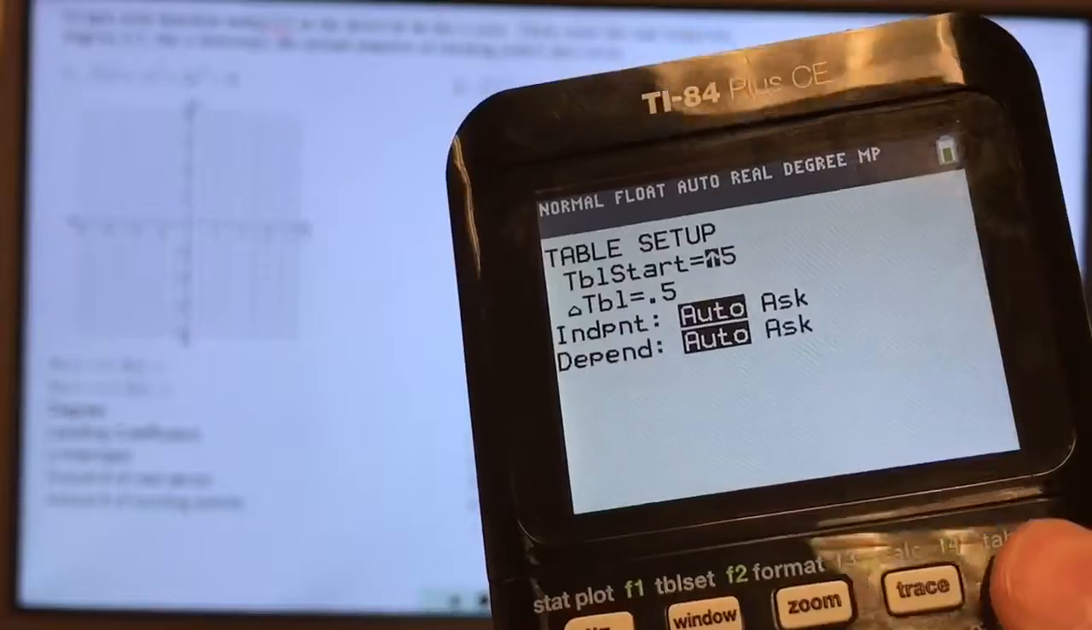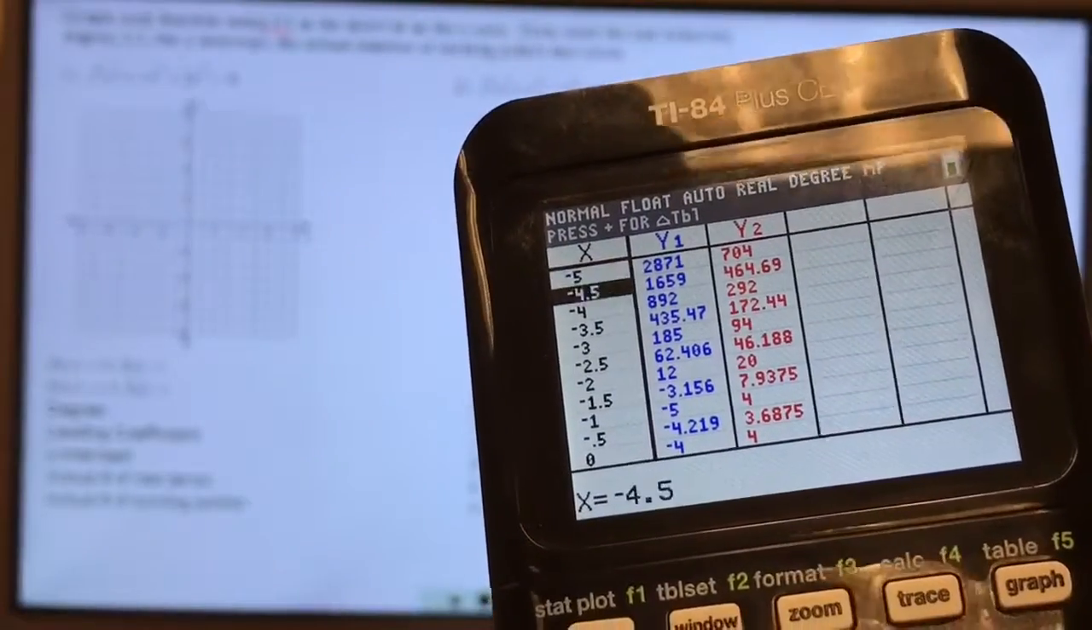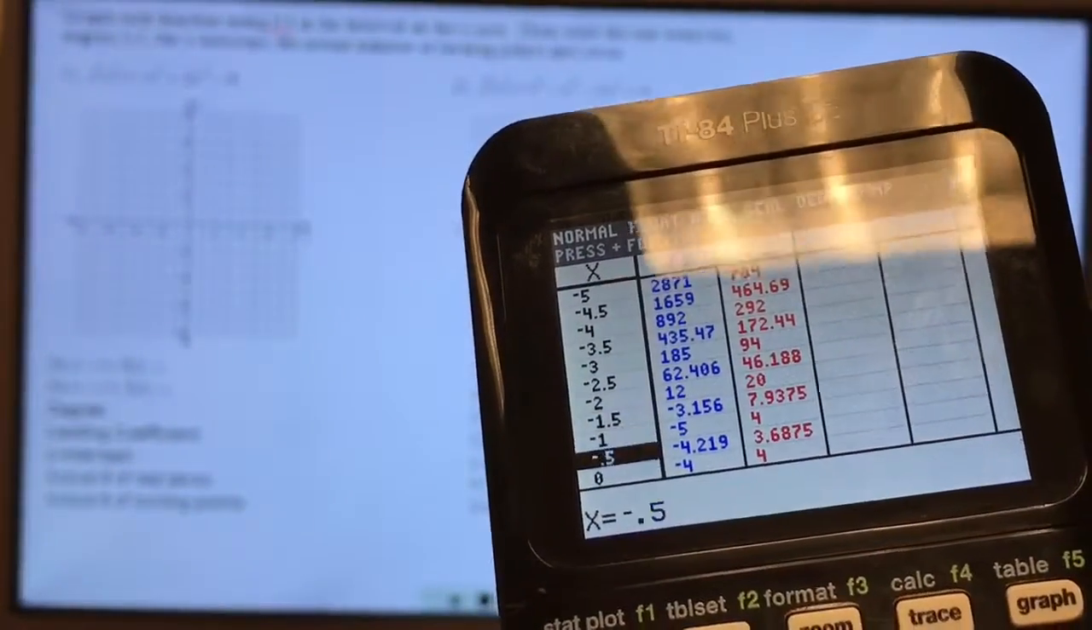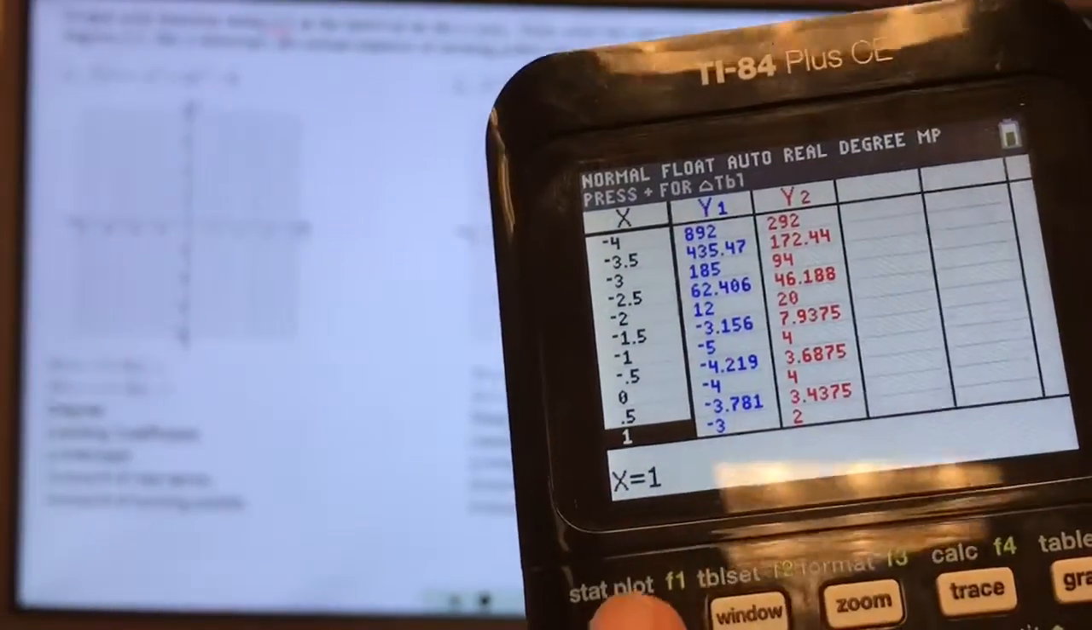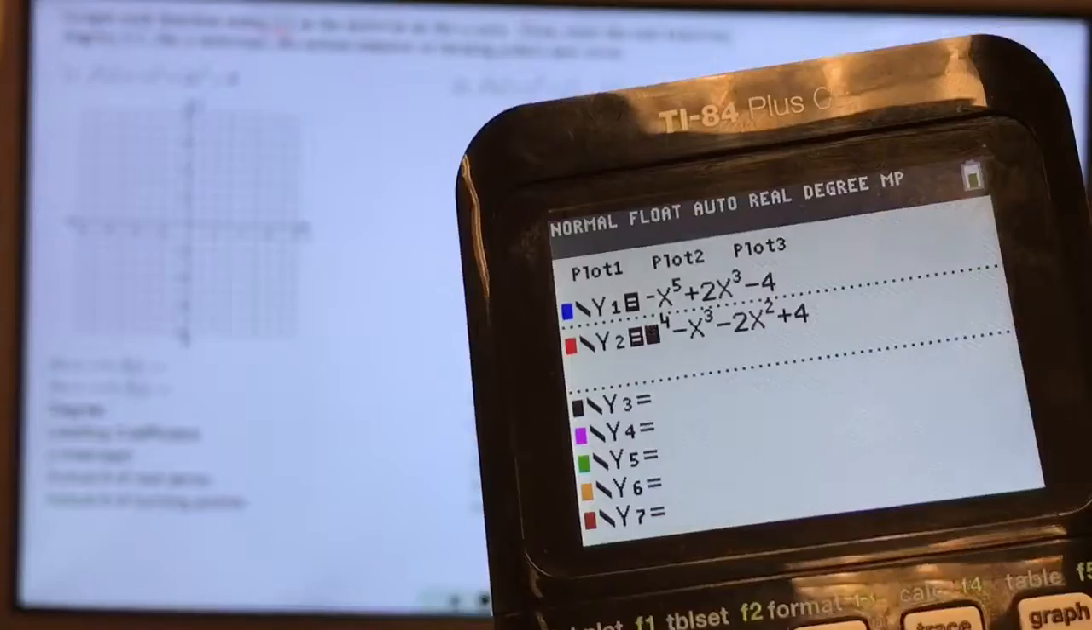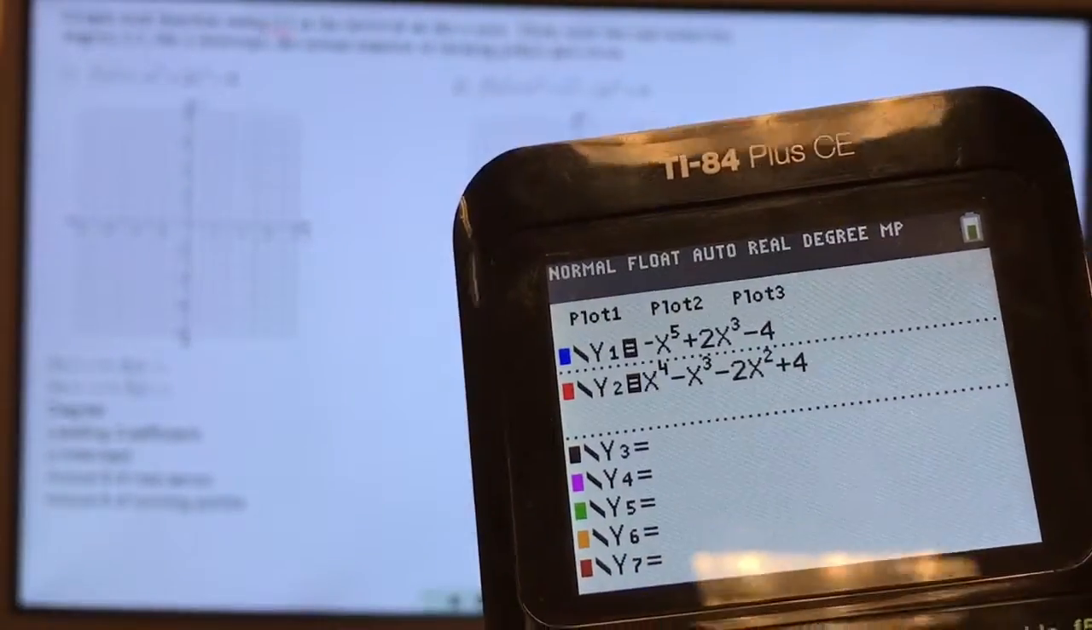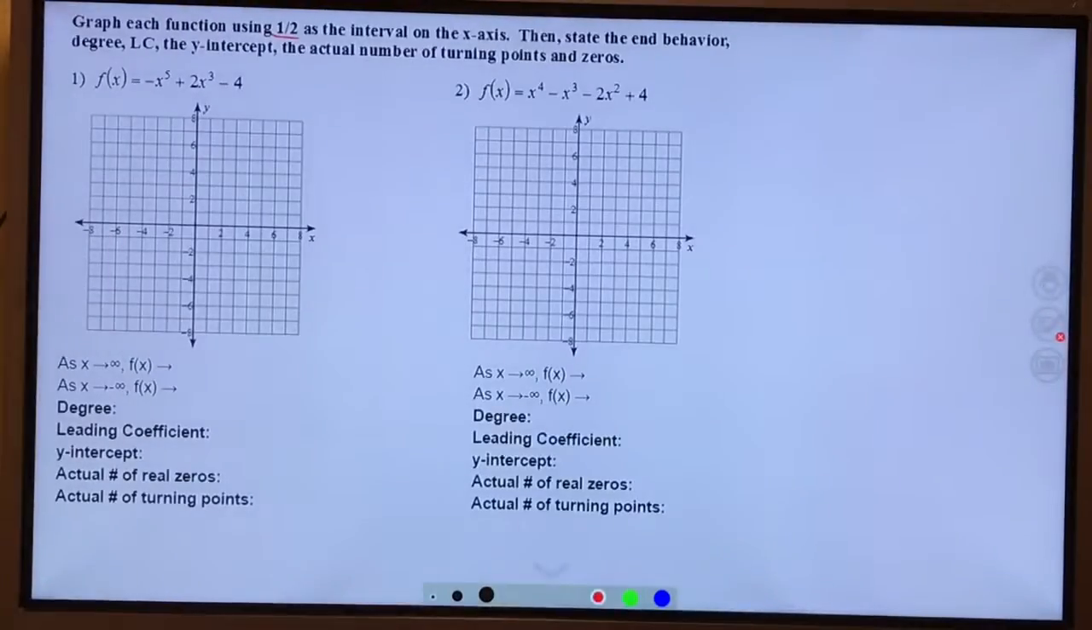So now when I go to my table, notice that the x is counting by halves, and I have my outputs for each of my two functions that I've already plugged into y equals. So those are the two functions we're looking at. So let's graph these.